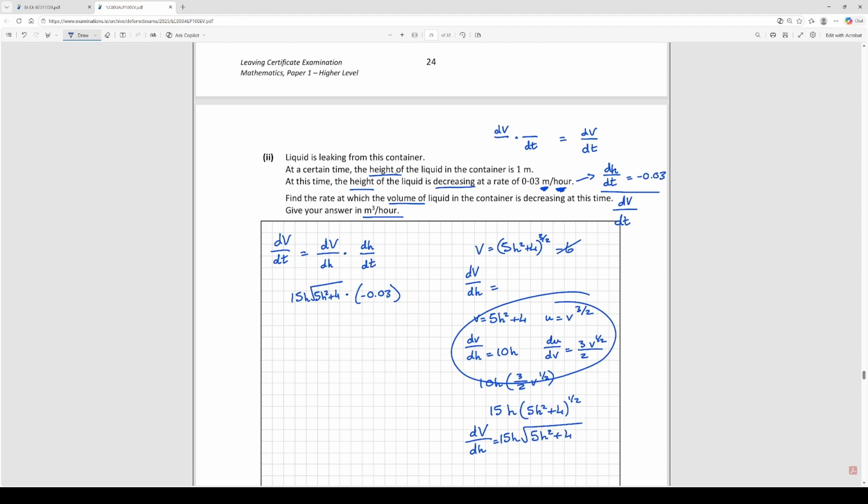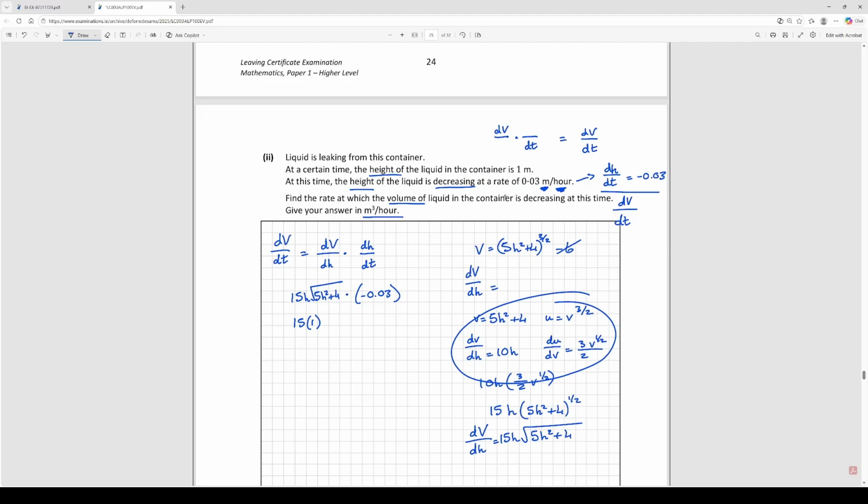But they told you at a certain time the height is 1 meter, and they're asking what is the rate at this time. So we're just going to put in 1 everywhere there's an h. Isn't that correct? I feel like there's something I'm missing here. The one thing you want to watch out for is if, instead of meters, they give you one measurement in centimeters, and I might be missing that. The 0.03 seems strangely small compared to the rest. You want to watch out that it's a minus, of course.